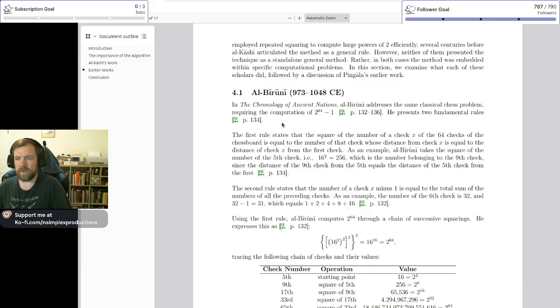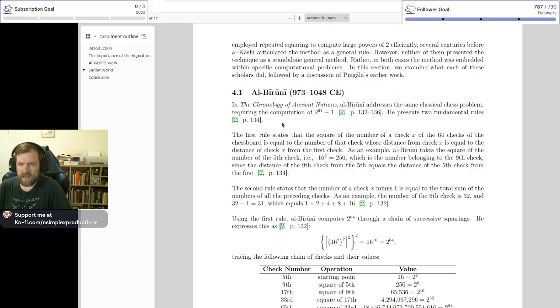As an example, Al-Biruni takes the square of the number of the fifth check, i.e. 16 squared, which is 256, which is the number belonging to the ninth check, since the distance from the ninth check to the fifth check is equal to the distance of the fifth check from the first.